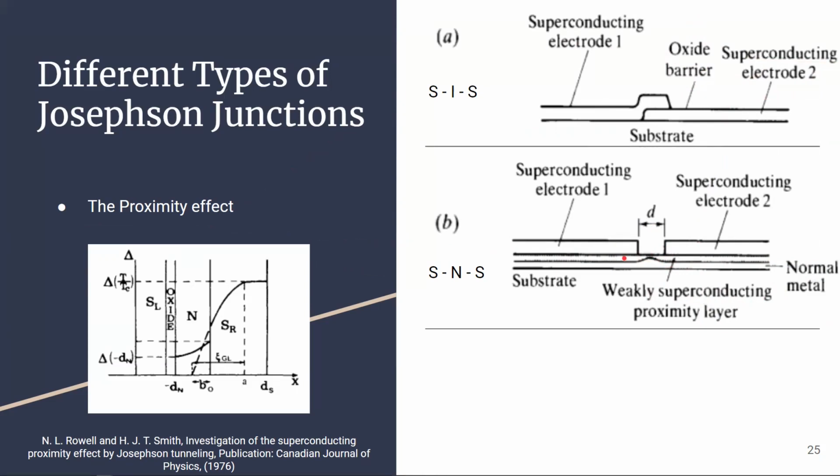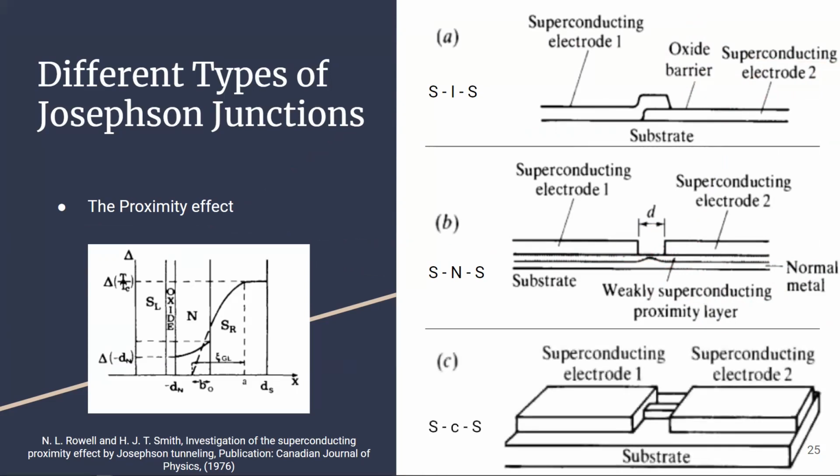And finally, we will talk about a constriction here. This C stands for constriction. So here we have actually just only superconductors, but here this is like a narrow path of a superconductor. And again, this acts like a weak link. Okay, so these are all called weak links. Here the normal metal, here the insulating barrier, and here the constriction.